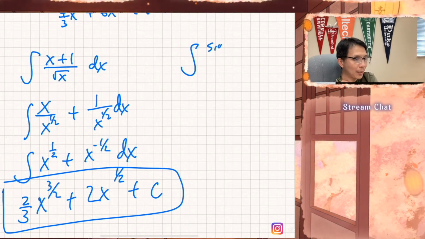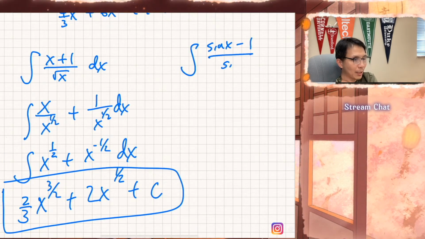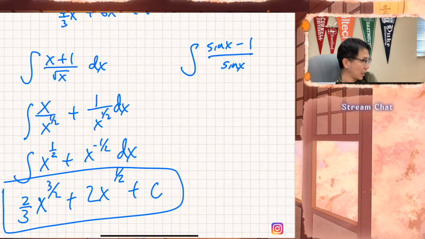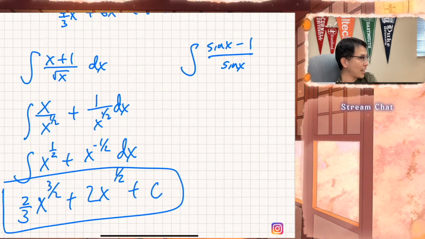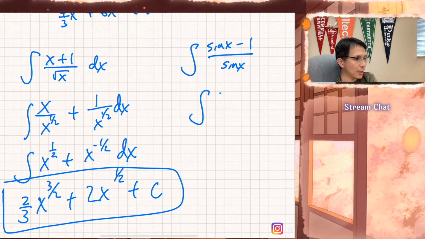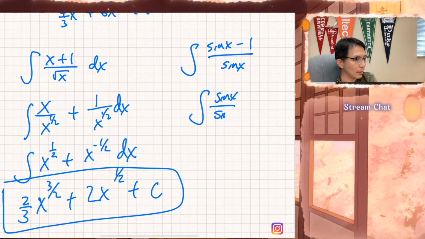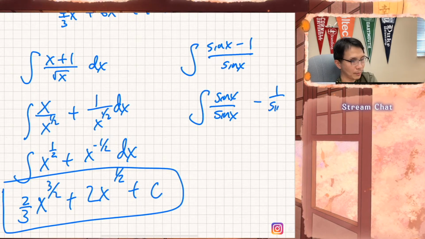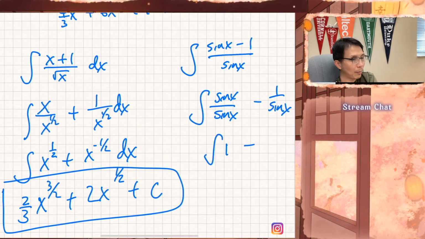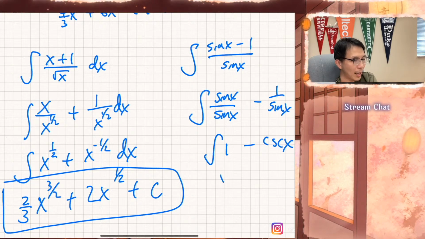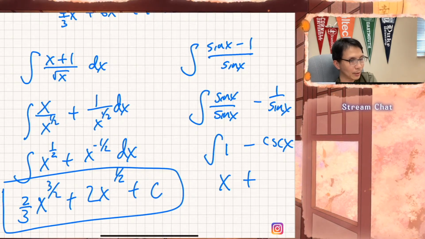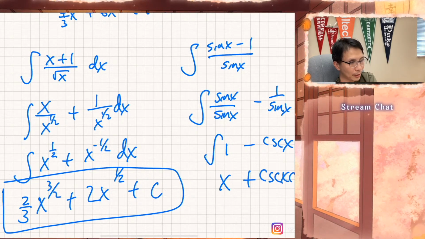What if I have sine of x minus 1 over sine of x? I don't flip to the top because that's going to become cosecant of x. And a lot of people cannot see cosecant of x and sine of x. But it's much easier to see it this way, because that's the integration of 1 minus CSC of x. And that's just going to be x minus, plus CSC of x cotangent of x.